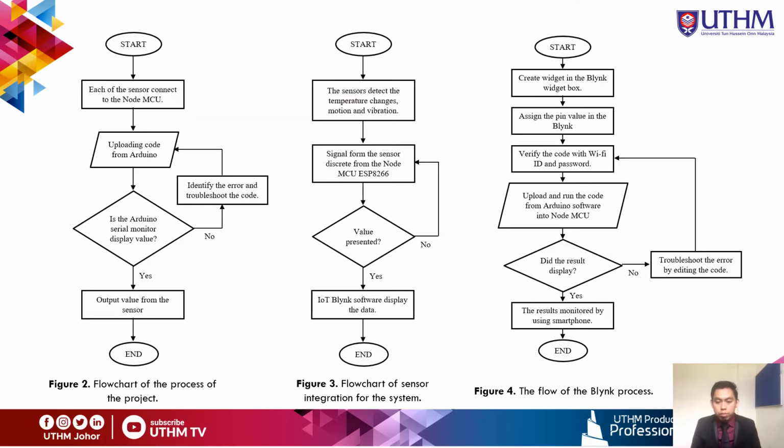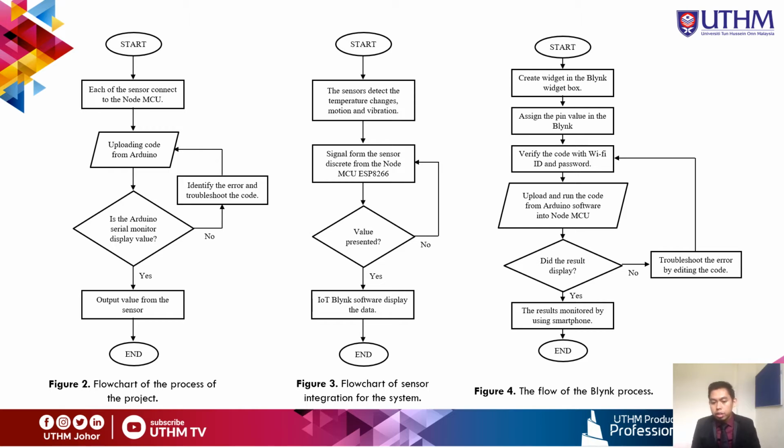Here are the flowcharts of this project. The first one is the flowchart of the process of the project. Each of the sensors connects to the MCU, and then we upload the code from the Arduino, and the Arduino serial monitor displays the value of the sensor output. If not, identify the error and troubleshoot the code. The second is the flowchart of the sensor integration for the system, where the sensor detects temperature changes, motion, and vibration, and then the signal from the sensor goes to the NodeMCU, and then the value is presented. If not, it goes back to the previous step. If yes, the Blynk software displays the data.